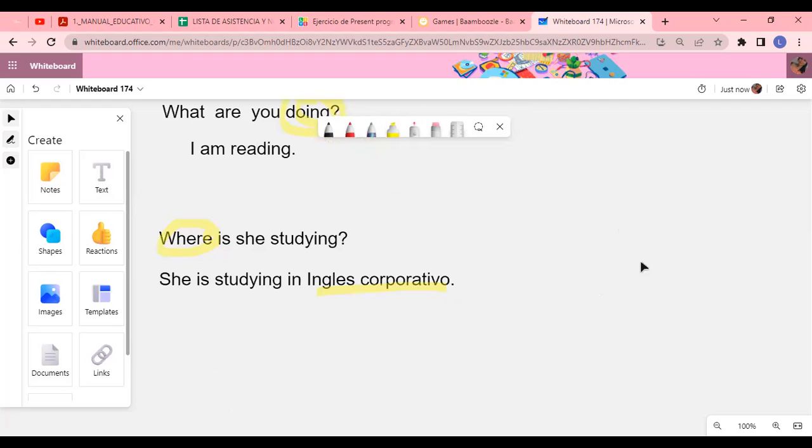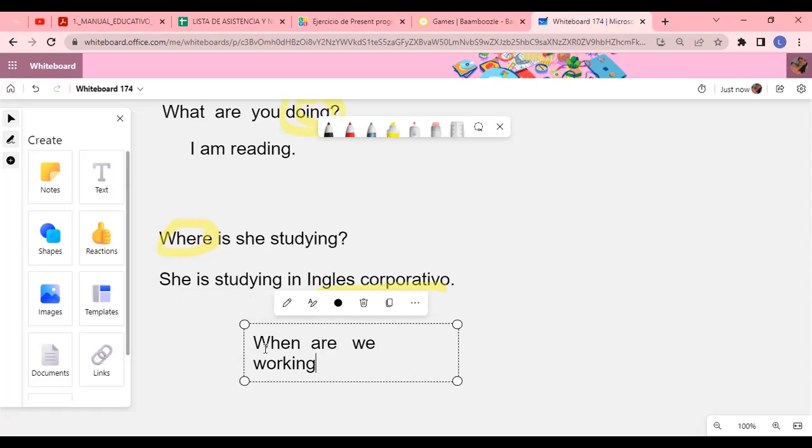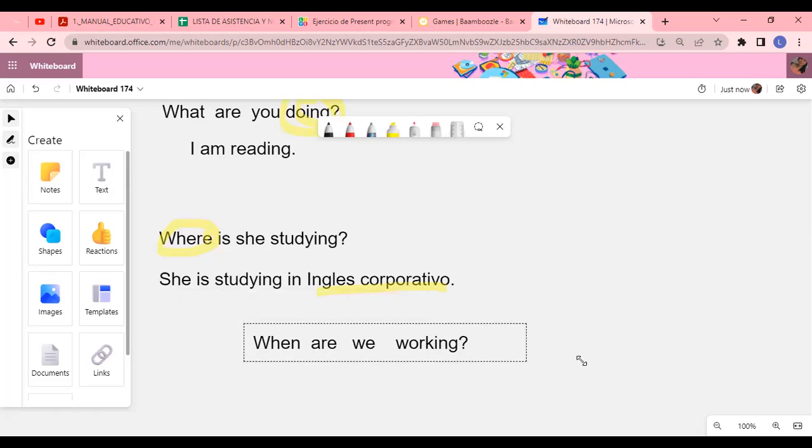Then, it can be when, okay? Oops, sorry. Give me 1 second. When are... Can you tell me another subject that we can use with are? ¿Me podrían decir otro sujeto que podríamos utilizar con el are, please? We. Okay, when are we then? Oh, working, you said, right before. Ustedes dijeron working anteriormente. Okay. When are we working? ¿Cuándo vamos a estar trabajando, sería prácticamente?